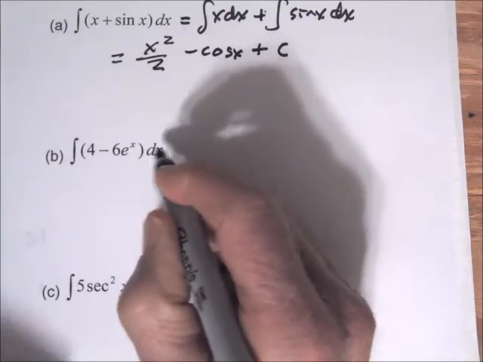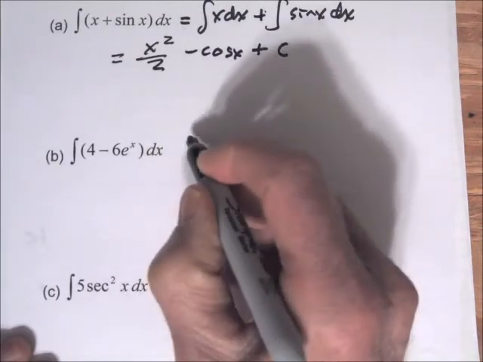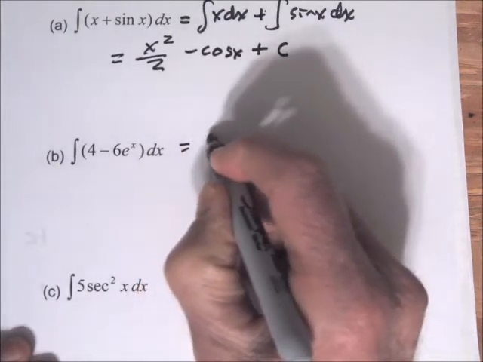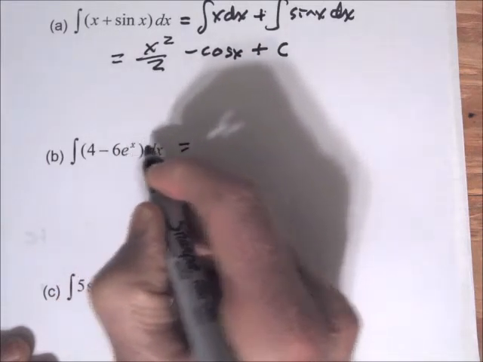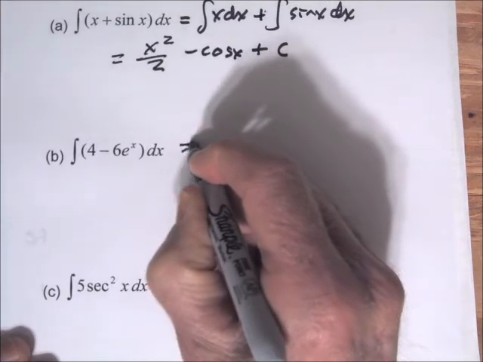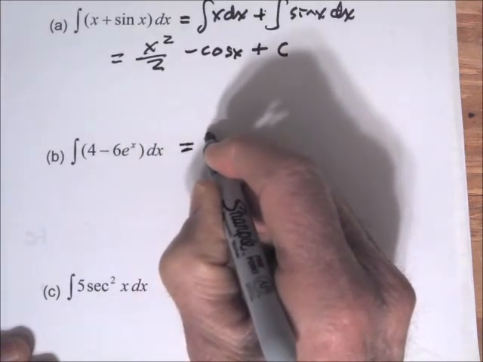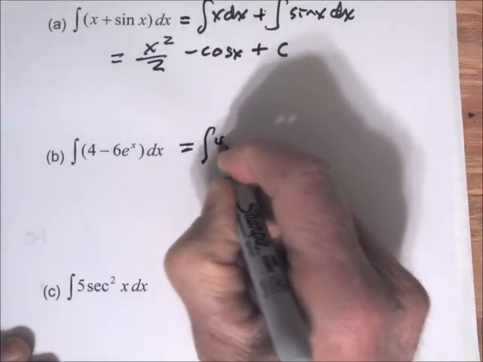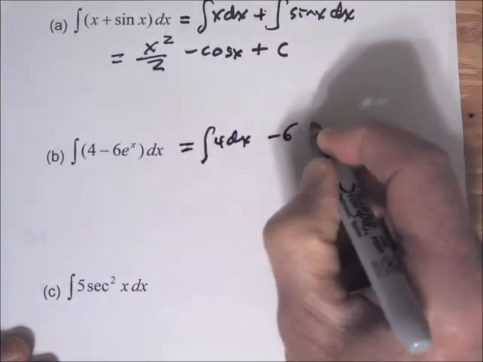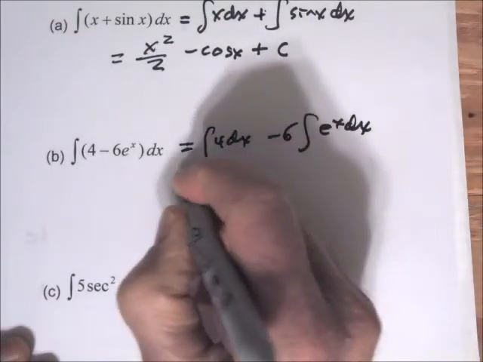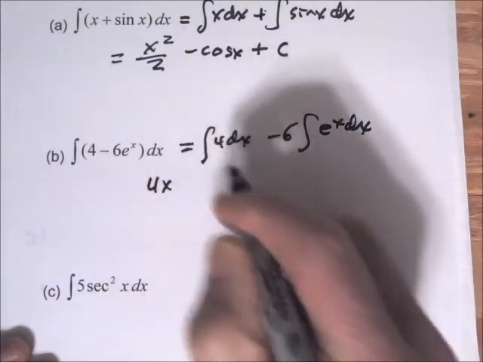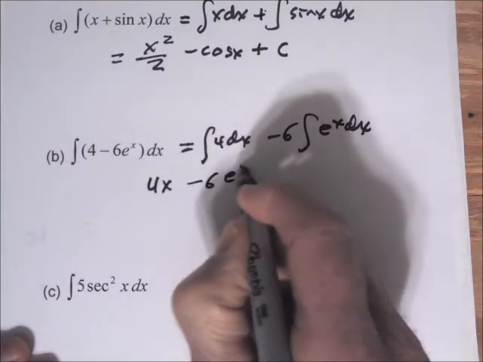Again, we can separate this into pieces. You have the antiderivative of the quantity 4 minus 6 e to the x dx. So we can separate this as the antiderivative of 4 dx minus 6 times the antiderivative of e to the x dx. So this is going to be 4x minus 6e to the x plus a constant.